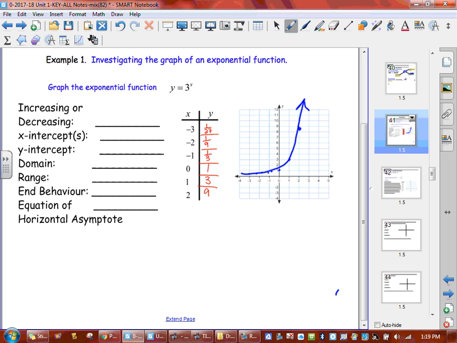Its y-intercept is 1. How do we know that? From the table and the fact that there's no A value, so there's got to be a hidden 1 there. So this is what our graph should look like.